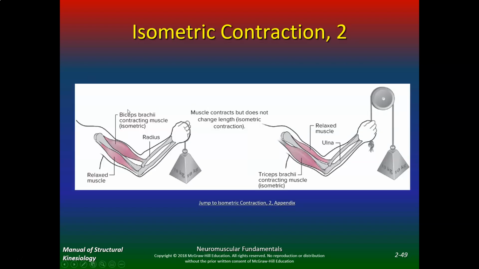Isometric contraction, biceps brachii contracting muscle, that's isometric. So the biceps is isometrically contracting, but the triceps is not. Muscle contracts but does not change length. Now when you're pulling it down, again, you're not changing length, but you're still developing an isometric contraction. So that's like if you were just flexing, right? That would be an isometric contraction.